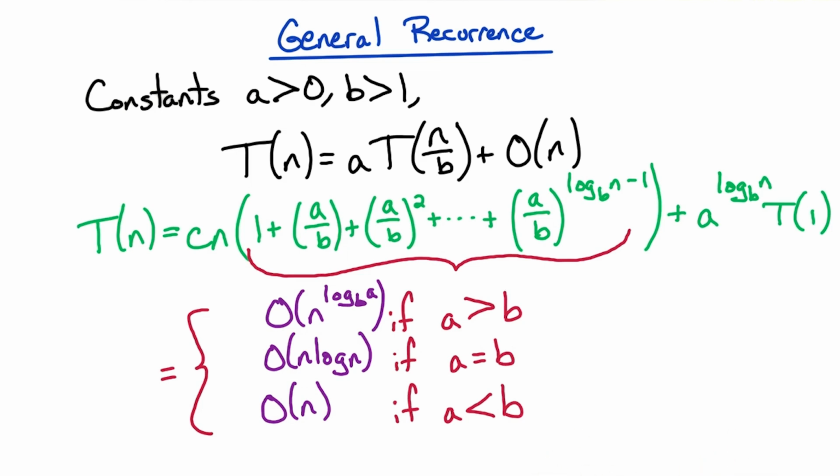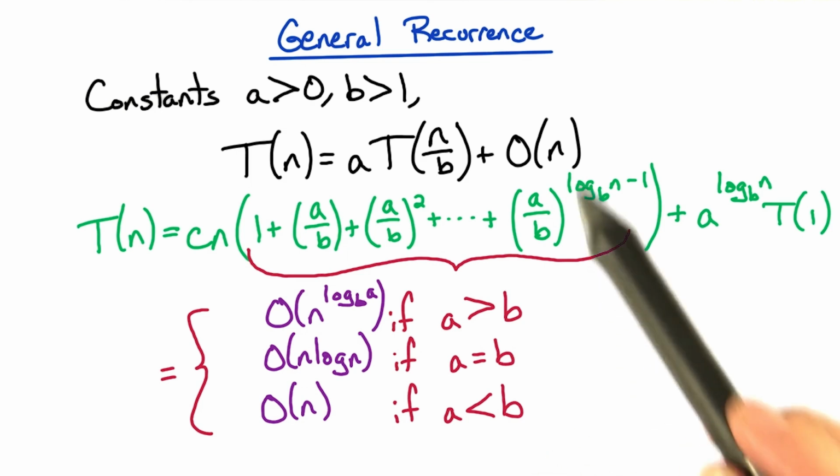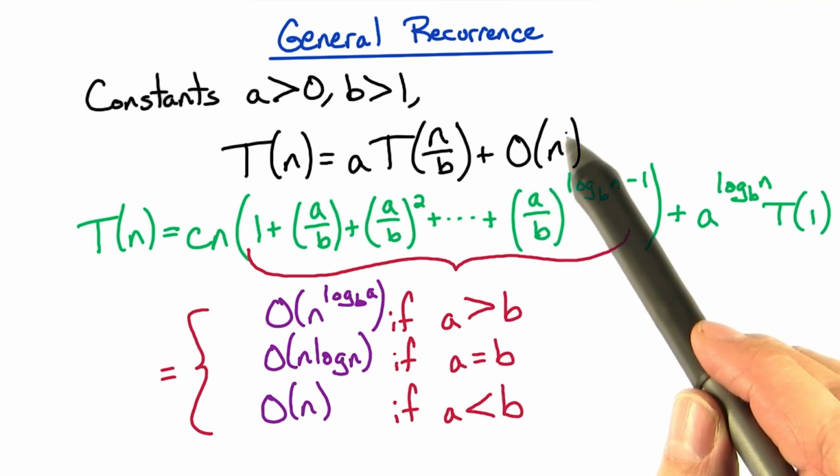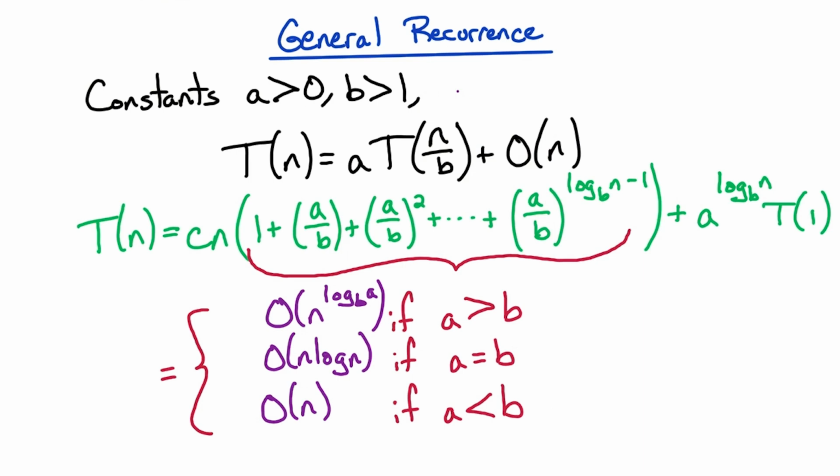And of course, one can look at more general forms of recurrences, where instead of order n, we have order n raised to the power d, where d is a constant. This is commonly referred to as the master theorem, and you can look at your textbook for the form of the master theorem and the solution to the master theorem.